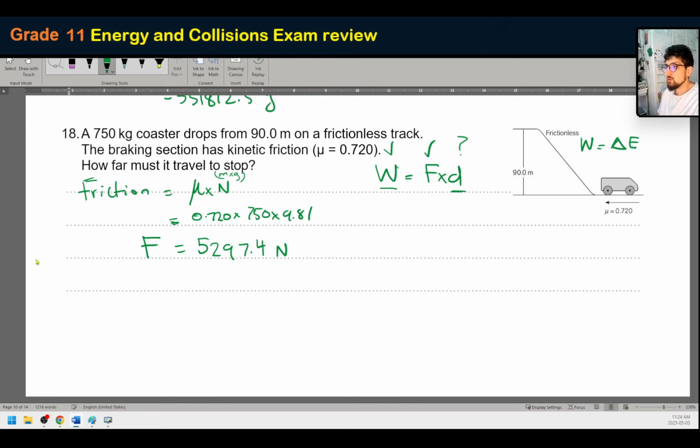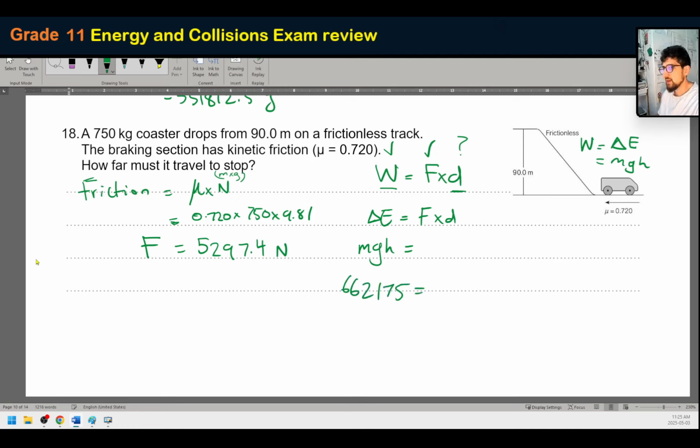What kind of energy do we have here? We've got mgh, which is gravitational potential energy. So it's going to equal the change of energy, which in this case is equivalent to force times distance, and the change of energy is mass times gravity times height. So that's going to equal 90 times 750 times 9.81.